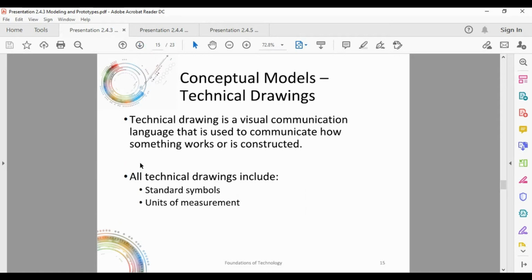Technical drawing is a visual communication language that is used to communicate how something works or is constructed. So there are specifics to how you draw something. It is a language. There are rules and there are things that must be followed. All technical drawings include standard symbols and units of measurement. Again, in our sketch, we didn't put down units of measurement. And that's okay.